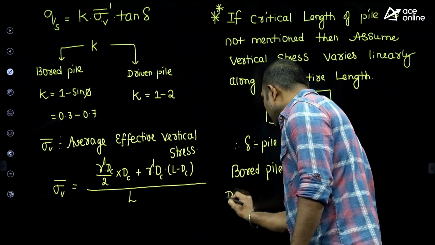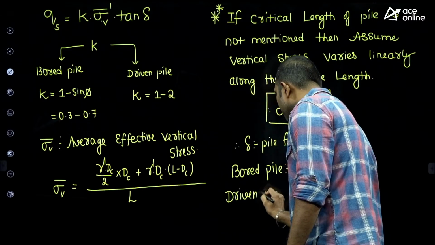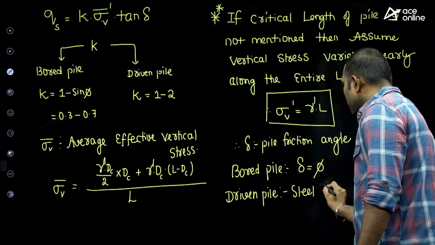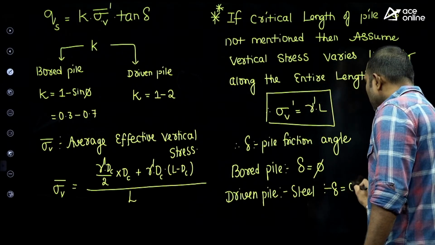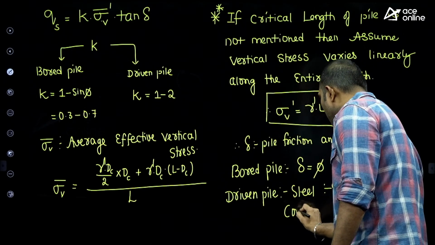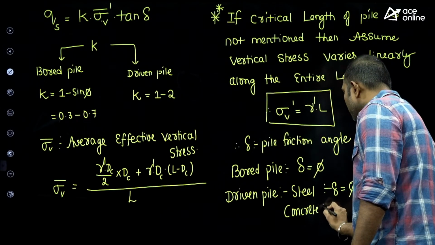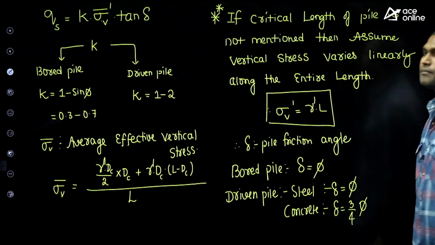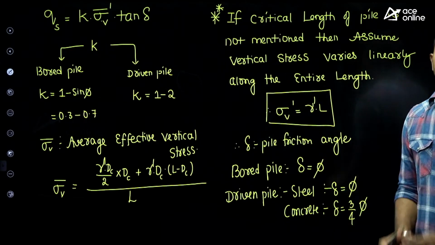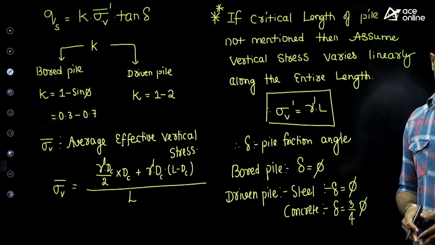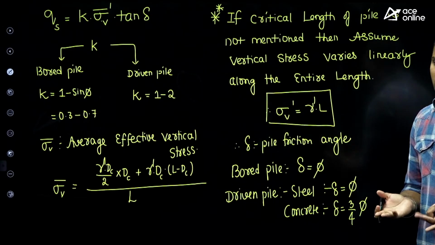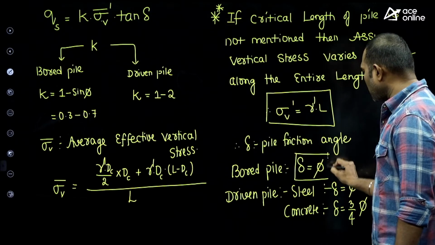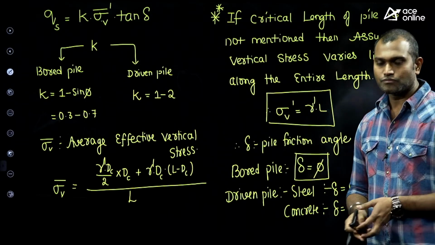And in the case of the driven pile, if it is a steel pile, delta is equal to phi. And if it is a concrete pile, delta is equal to 3/4 of phi. Again, don't worry, they will mention the delta value to you. If they don't mention anything, then always assume delta is equal to phi.